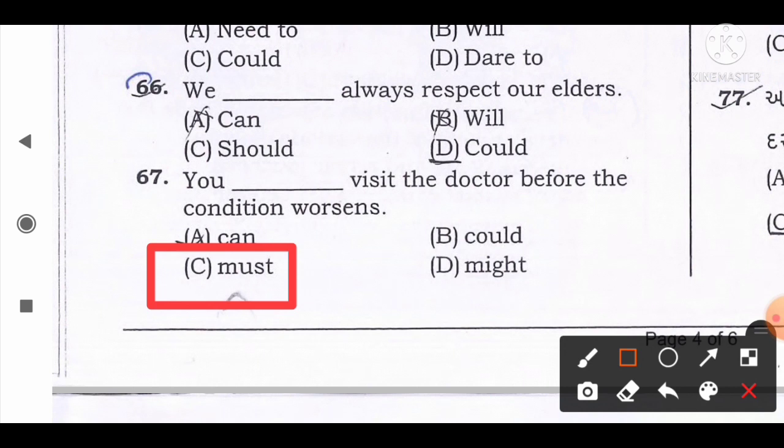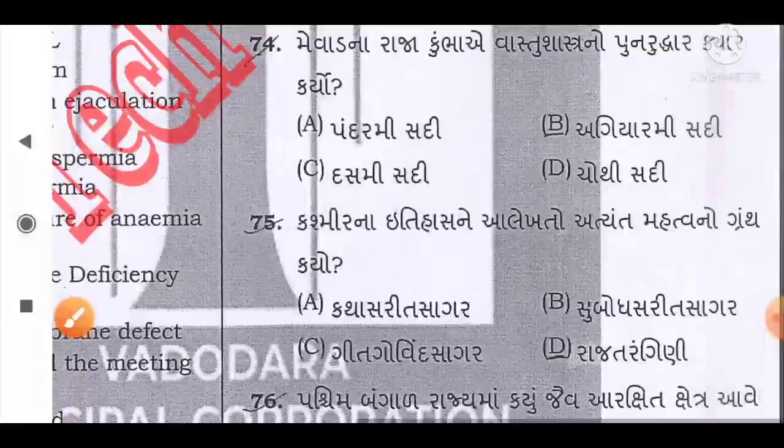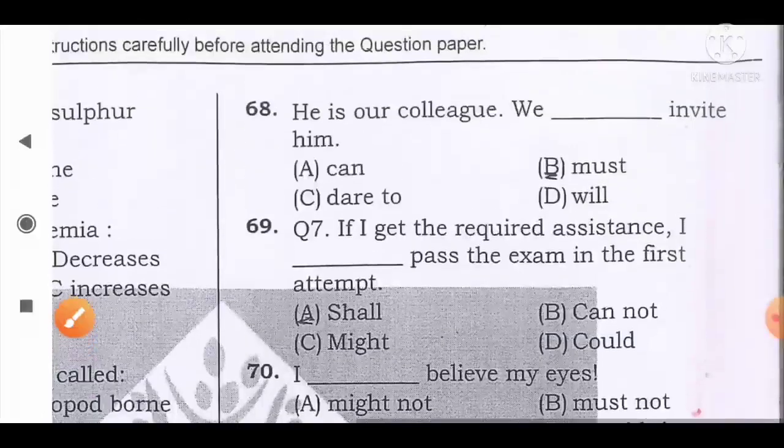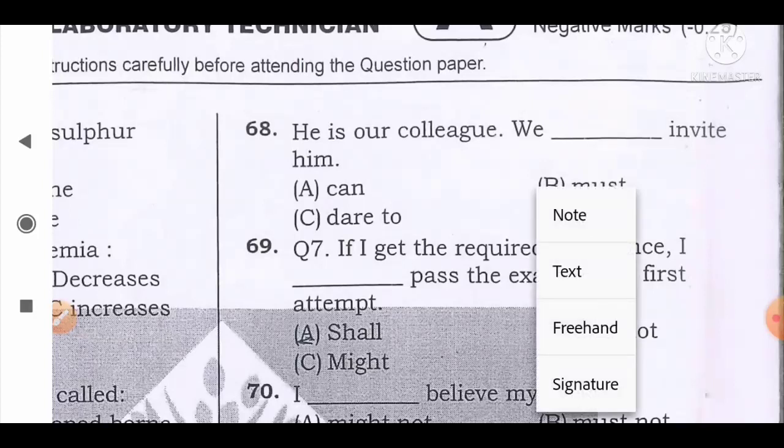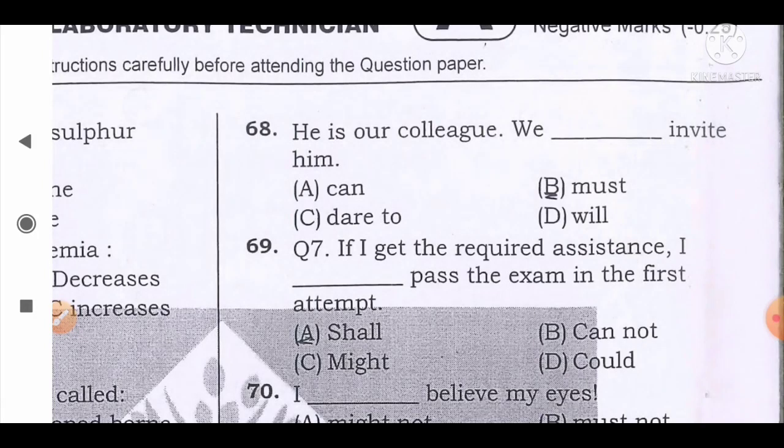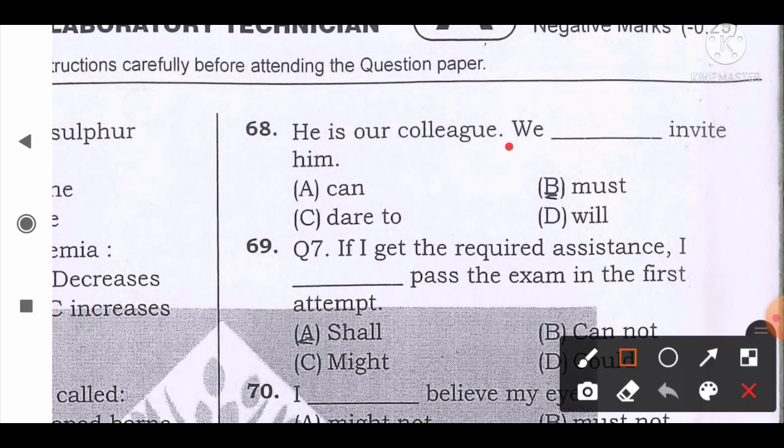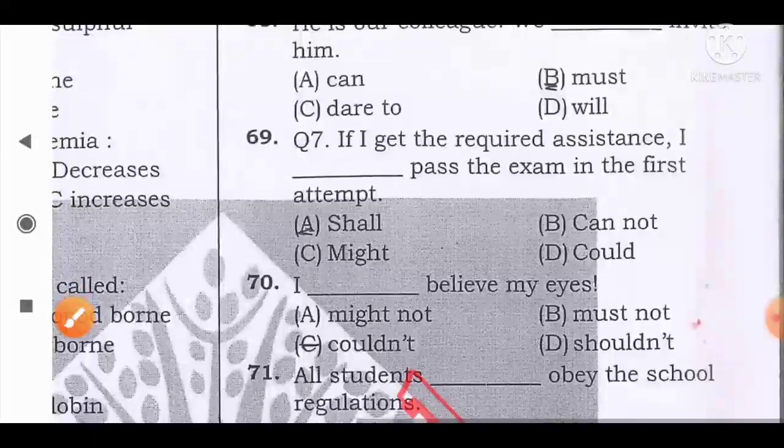Move to the next question, number 68. He is our colleague. We blank invite him. Option A, can. B, must. C, dare to. D, will. And the correct answer for this question is B, must. He is our colleague. We must invite him. So option B is the correct answer for this question.